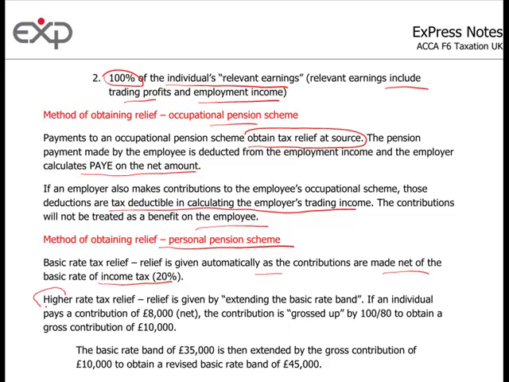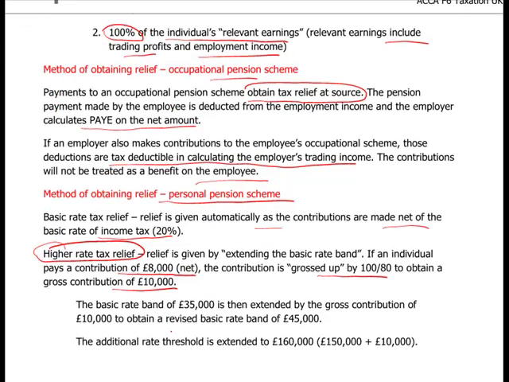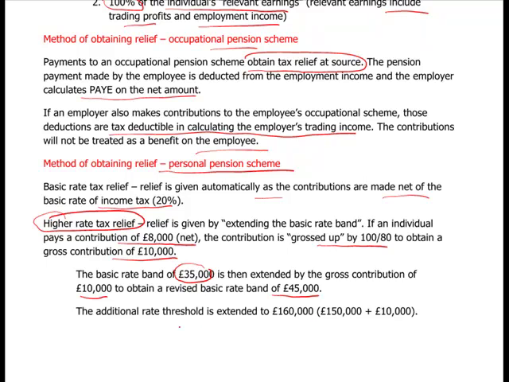Now, if you're a higher rate taxpayer, relief is given by extending the basic rate band. So if you pay a contribution of 8,000 net, the contribution is grossed up by 100 over 80 to obtain a gross contribution of 10,000. Your basic rate band, therefore, a taxable band, is extended by this 10,000 in this example to create a 45,000. If you're a higher additional rate threshold taxpayer, then the 150 becomes 160. And then you calculate the tax computations.